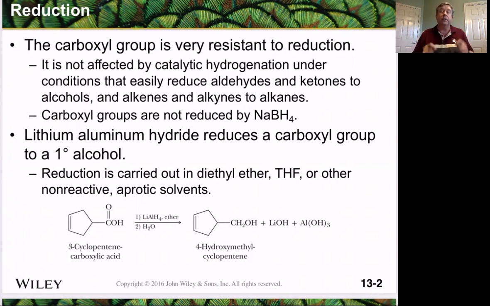One of the reagents we do have that does react carboxylic acids all the way down to a primary alcohol is called lithium aluminum hydride. It's stronger than sodium borohydride, and therefore it can actually reduce the carboxylic acid down to a primary alcohol. This is typically done in a non-protic solvent, so we can't do it in water or alcohols because it'll reduce those. So we use a non-protic solvent like ether or THF.